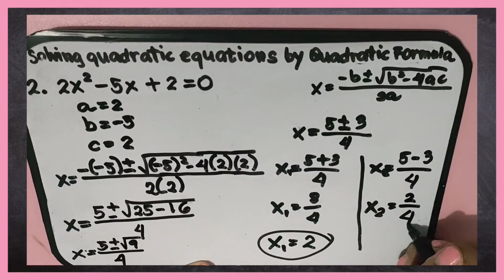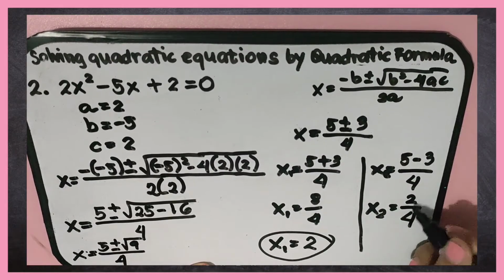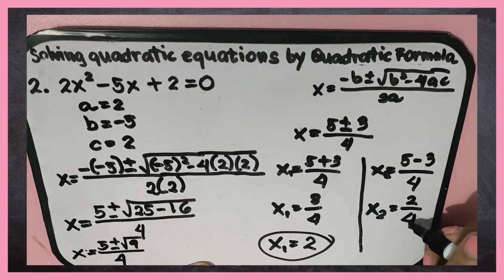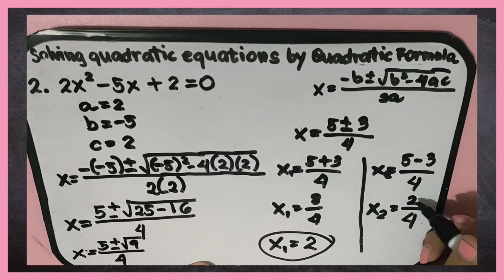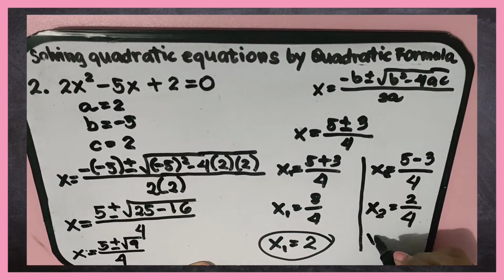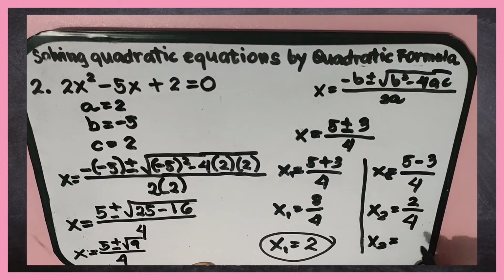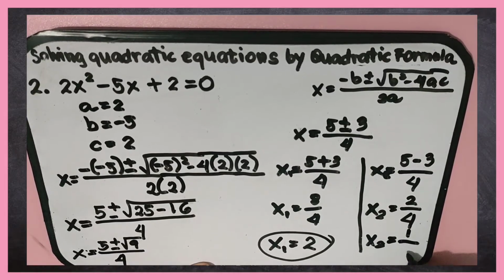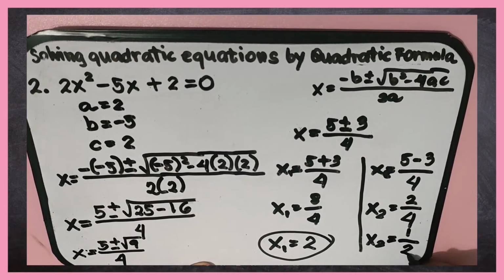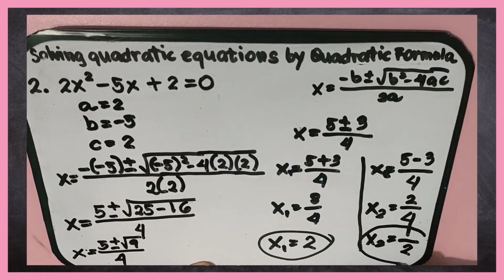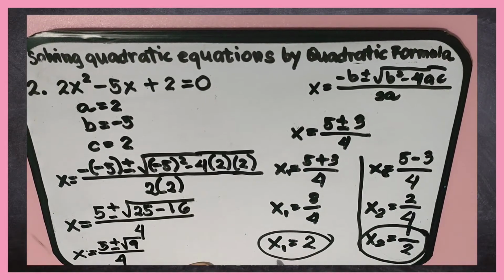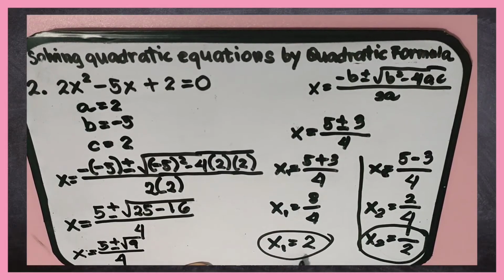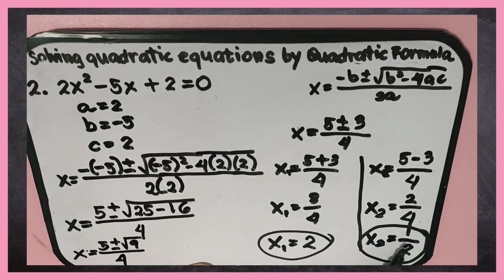over 4. Then 2/4, we will simplify this, get the greatest common factor between 2 and 4, and that is 2. So we have 2 divide 2, that is 1. So we will write 1 here. Then 4 divide 2, and that is 2. So the value of x sub 2 is 1/2. So again, the two solutions are x sub 1 equals 2, then x sub 2 equals 1/2.